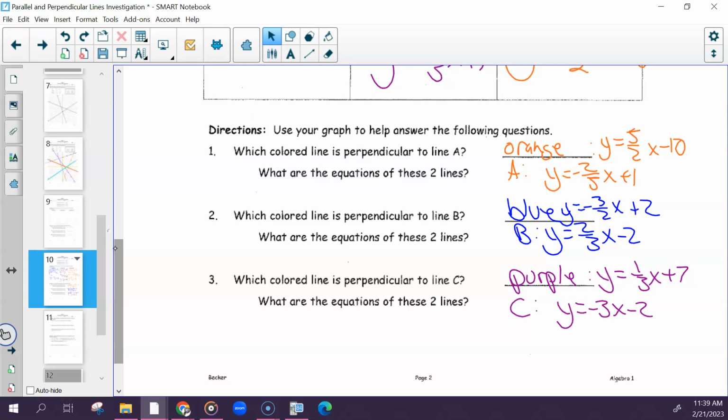Once you have those all written down, you're going to go ahead and answer the questions on the back of this page. I would say have your paper open like this so that you can see the equations and see the questions at the same time and you're not flipping back and forth.